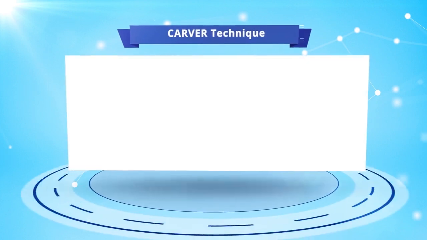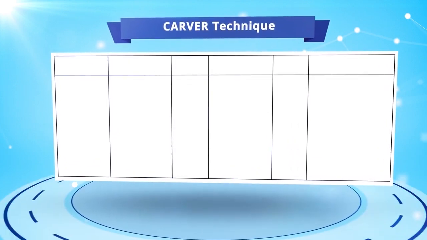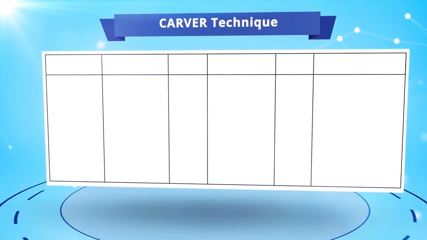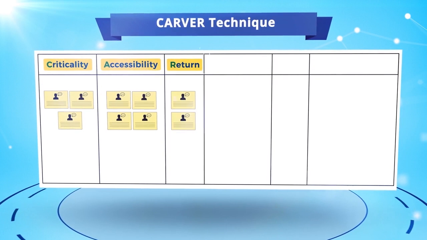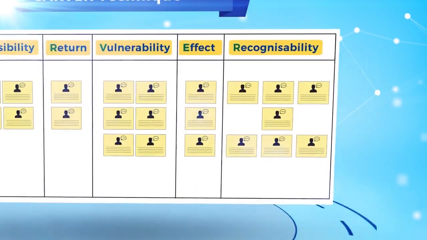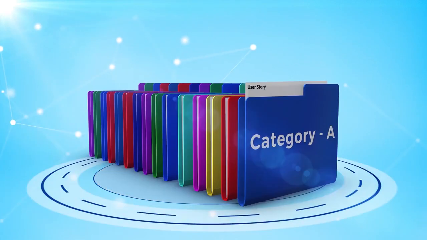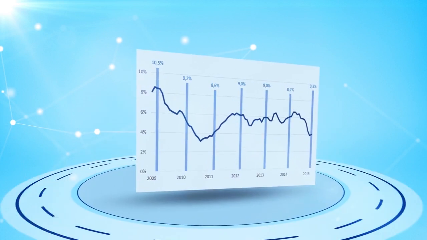And lastly, the Carver technique categorizes user stories or requirements based on a number of criteria which are criticality, accessibility, return, vulnerability, effect, and recognizability. Once we start to put user stories into those categories, we can start to see certain trends or start to prioritize based on those categories.